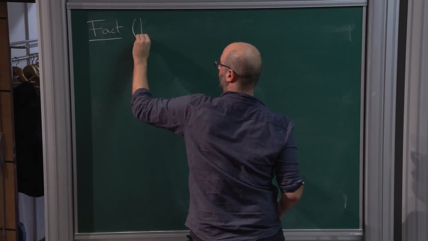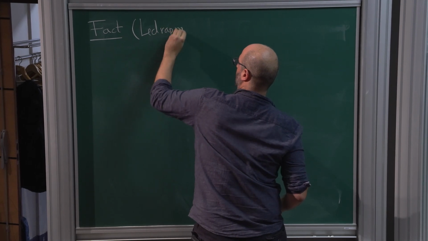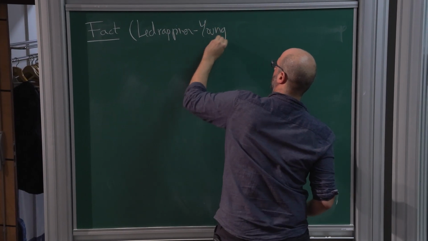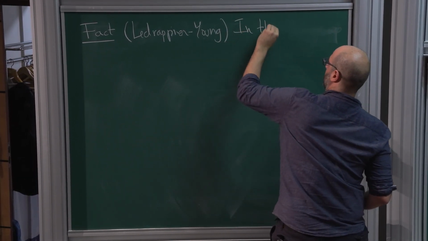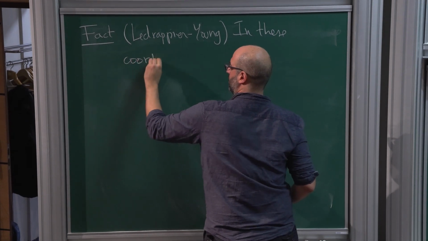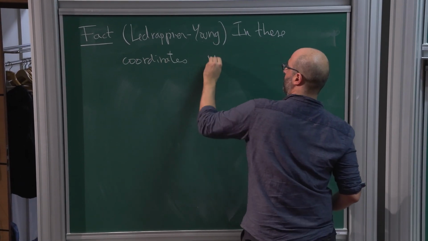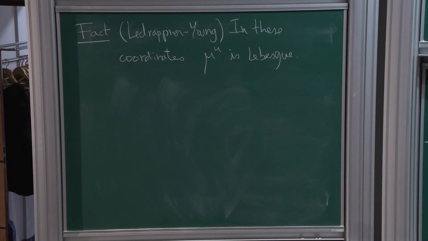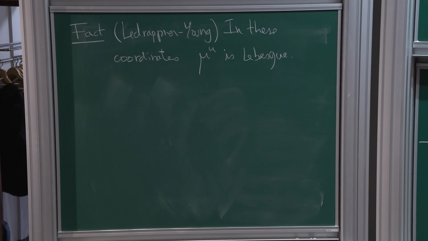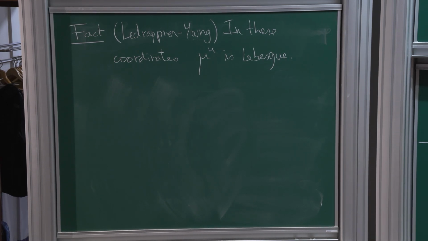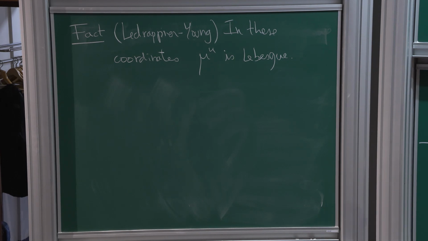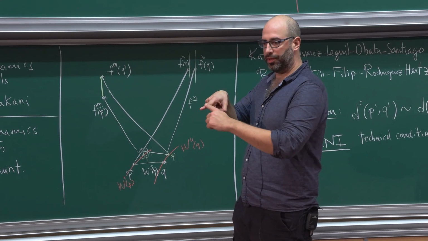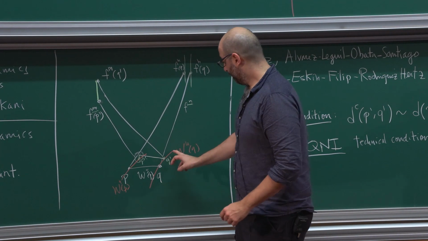This maybe can be attributed to Ledrappier-Young. In these coordinates, mu u is... okay, and so what we want to do is to address this property here. And so what we will do is to look at two close by unstable manifolds and look how the stable direction varies along the unstable manifold.